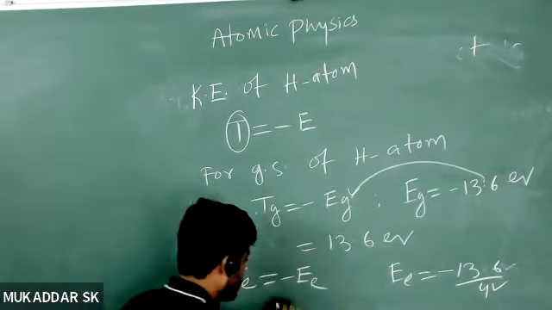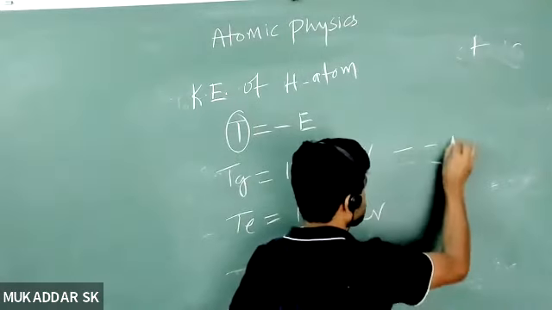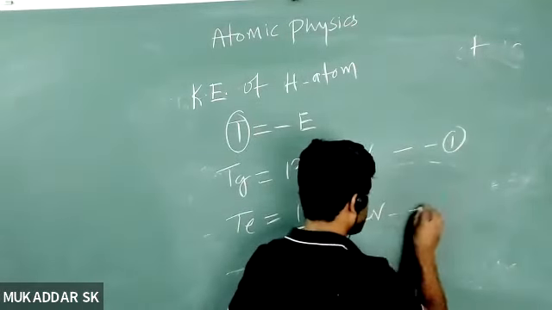So now you have this value: Tg will be plus 13.6 electron volt, and T is basically 13.6 divided by 16 electron volt. Is that correct, right? Now let us assume this is your equation number 1 and this is your equation number 2.